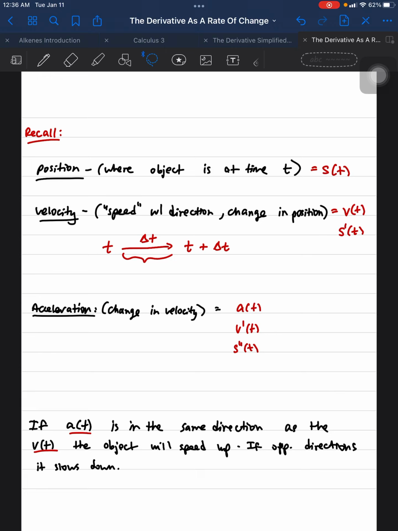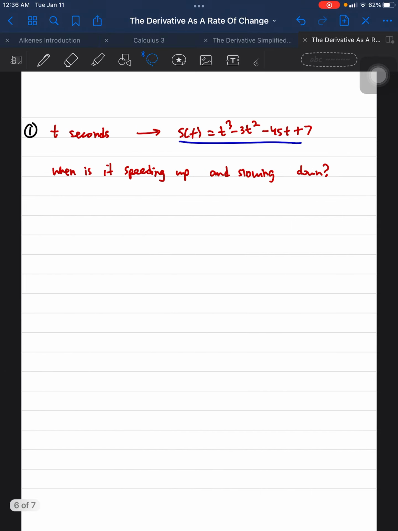But if one is positive and one is negative, meaning they're in opposite directions, the object is slowing down. We're going to apply this to two problems. One is just a basic problem, introducing you to how to approach these kinds of problems. Then we're going to apply this to a real-life problem involving bacteria.